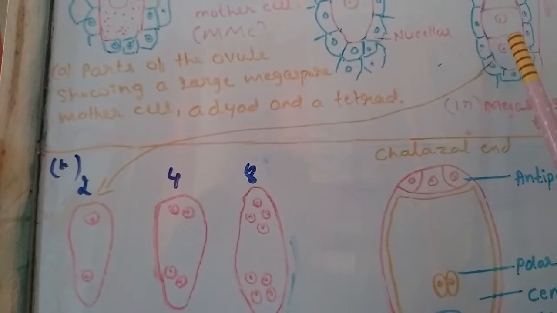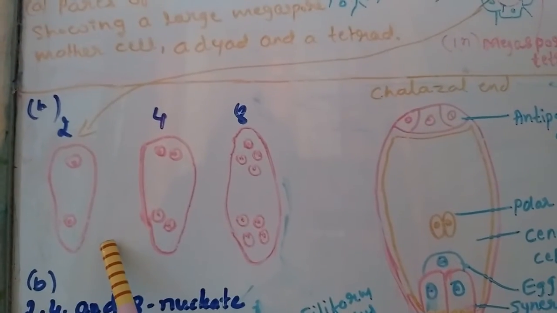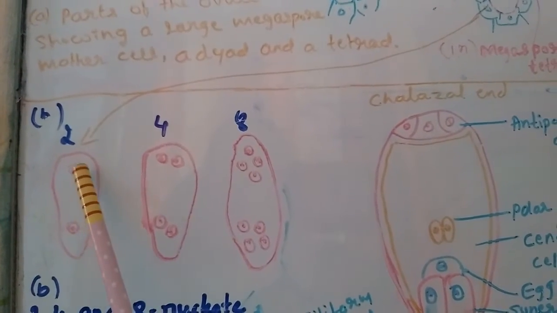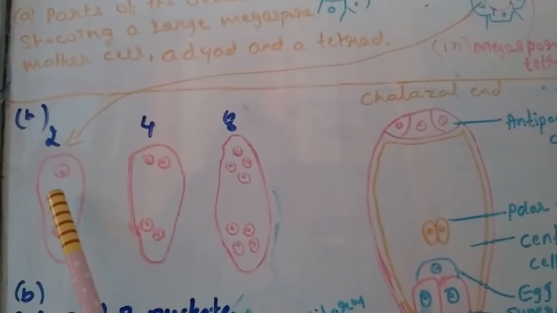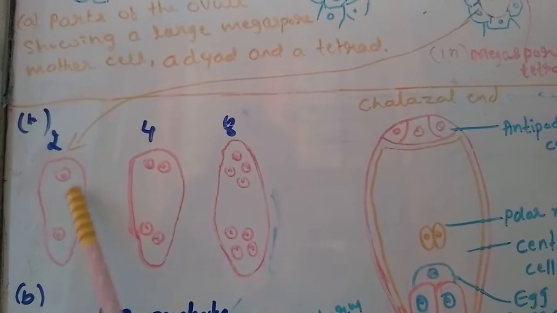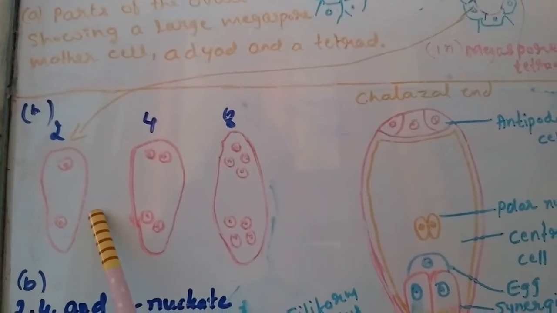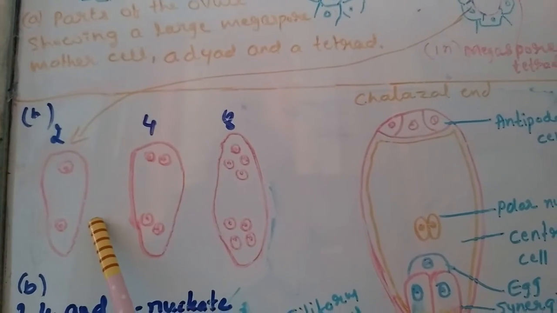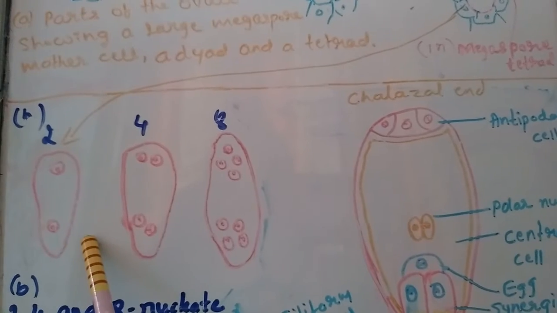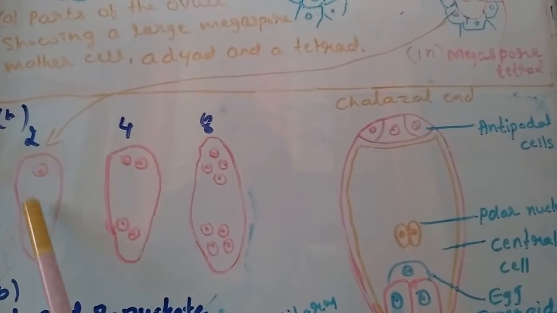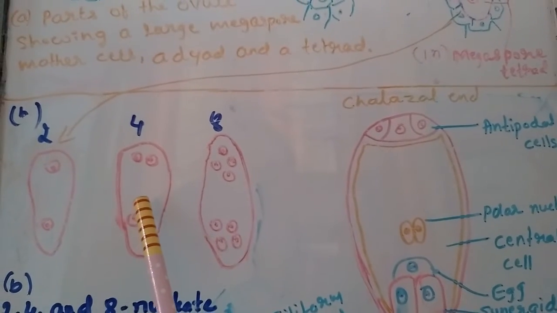So here the megaspore nucleus undergoes mitotic cell division, and 2 nuclei are formed. These 2 nuclei are found in the megaspore, and this stage is known as the 2-celled embryo sac stage. Again, these 2 nuclei will undergo the second mitotic cell division.